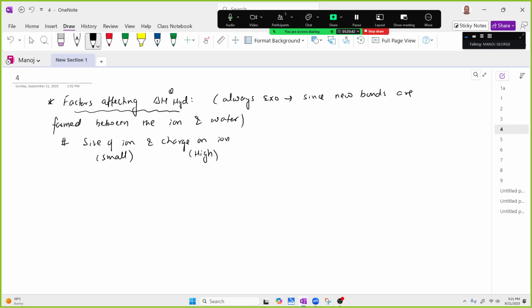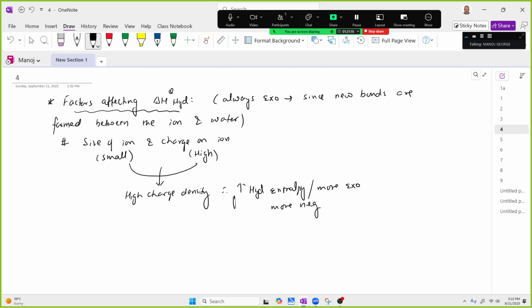When the size of the ion is small and the charge of the ion is big, what does this amount to? So this amounts to high charge density. Do you remember? High charge density, correct? So high charge density means we'll have high hydration enthalpy. Okay, so this is the story. So high hydration enthalpy, which means it's going to be more exo, which means it's going to be more negative.